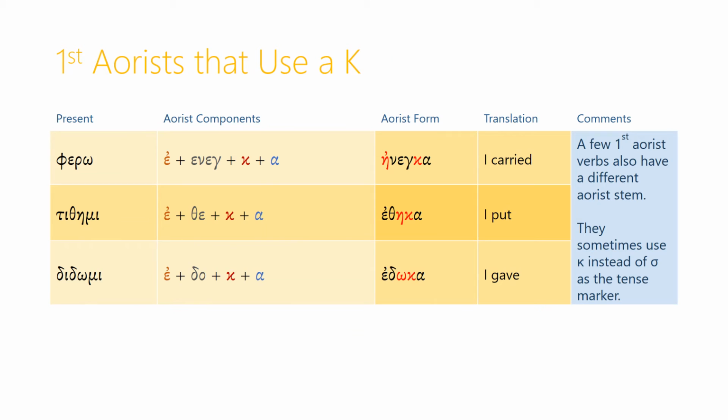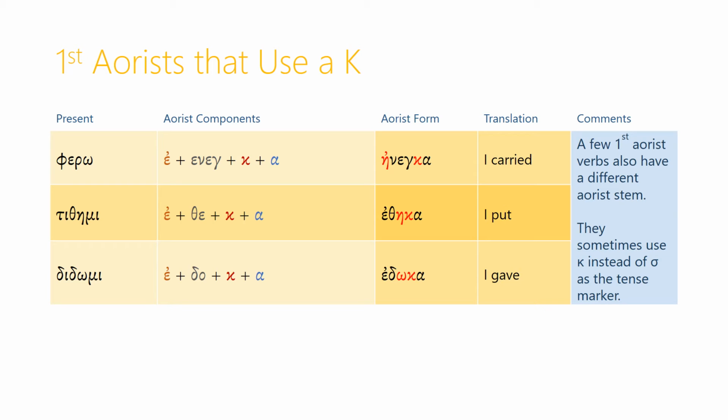There are just a very few verbs that use a kappa tense marker instead of a sigma to form their first aorist form. And the three examples that you'll see frequently are pharaoh, tithemi, and didomi. In each of these cases, the stem that's used in the aorist is different than the stem in the present tense. And we're prepared for this with me verbs, right?